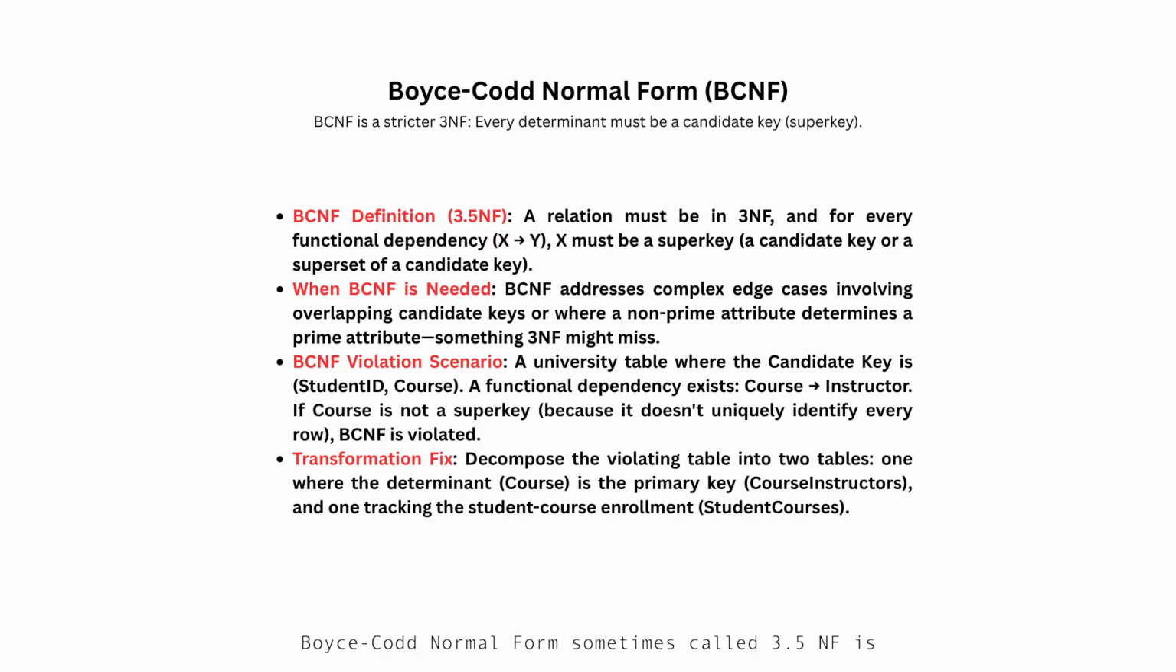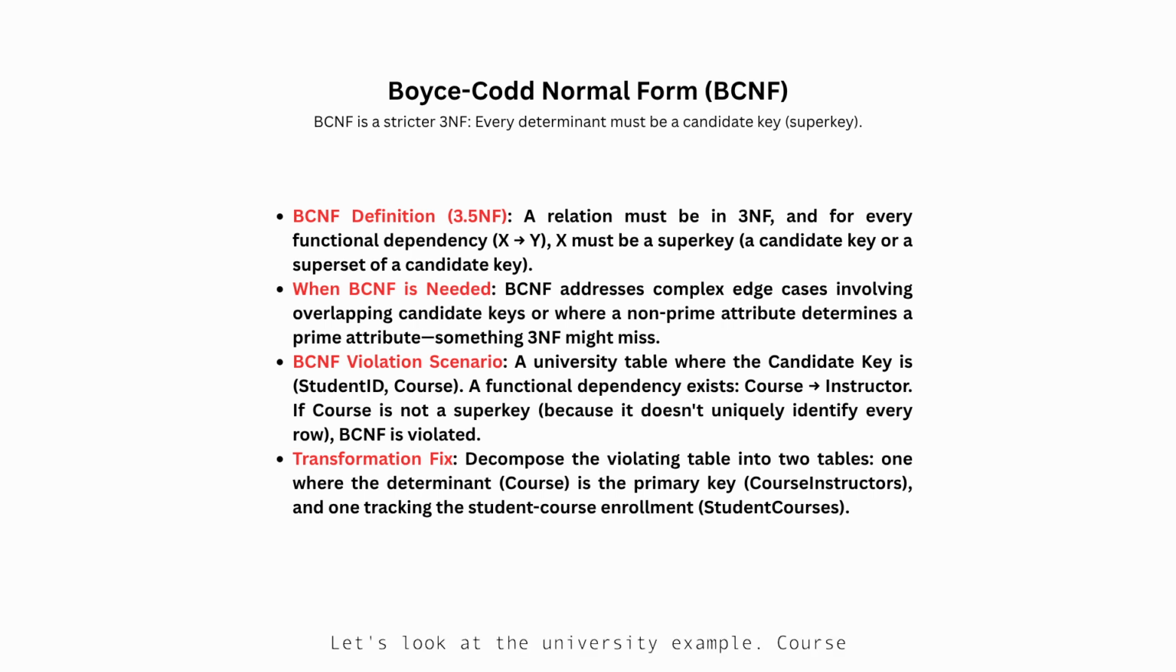Boyce-Codd normal form, sometimes called 3.5NF, is the gold standard for integrity in relational design. While 3NF is usually sufficient, BCNF plugs the few remaining holes, primarily when dealing with complex dependencies or composite keys. The rule is succinct: every determinant must be a candidate key. A determinant is the attribute or set of attributes on the left side of the functional dependency. If a non-key attribute determines a prime attribute, BCNF is violated.